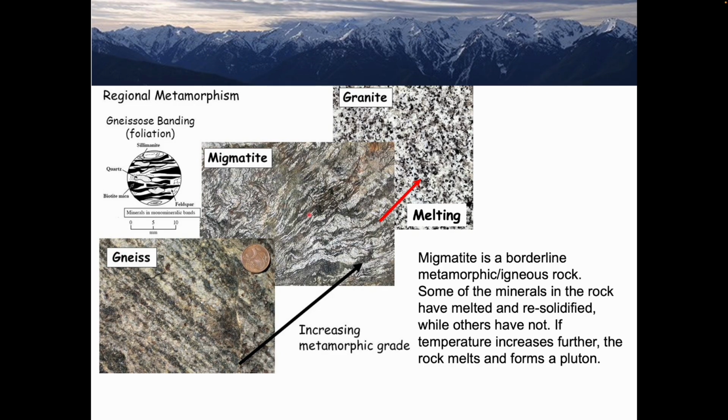It's usually highly deformed and has pockets of very large, coarse crystals of quartz and feldspar. But if we increase the pressure and temperature even just a little bit beyond migmatite, then we get an igneous rock, and that is granite. So migmatite is a borderline metamorphic and igneous rock. Some of the minerals in that rock have remelted and re-solidified, while others have not. Other minerals just survive the process. Until, that is, you increase temperature and pressure further, which causes all of the minerals to melt, your rock melts and forms an igneous rock, a pluton.